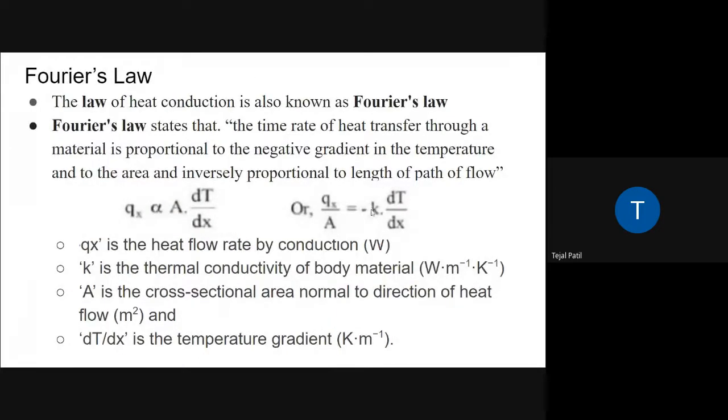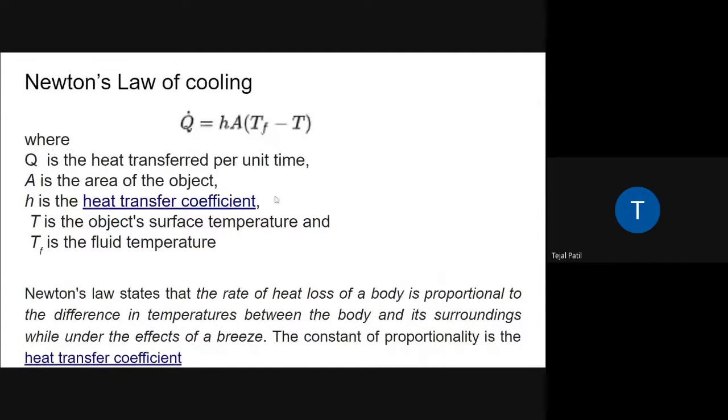While for this K, if we want to find the unit, Q is in watt, A is in meter square, the temperature difference is in Kelvin, and the length is in meter. If we take everything to the other side, the unit for K will be watt per meter Kelvin. This is the difference between h and K: this is per meter and this is per meter square. Now this is related to convection.